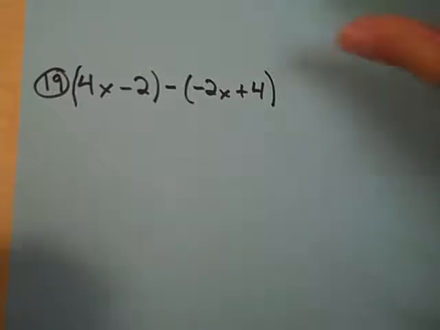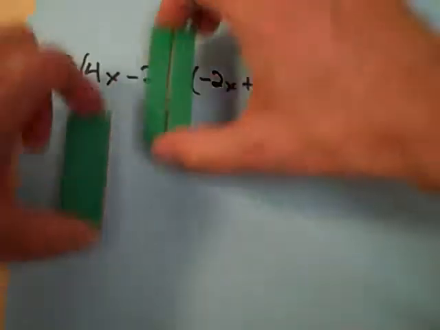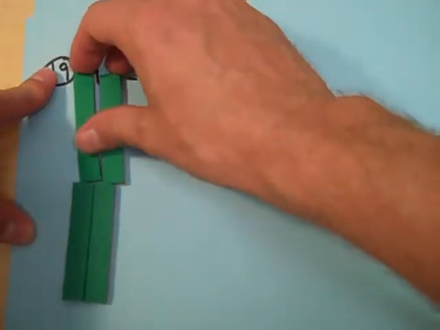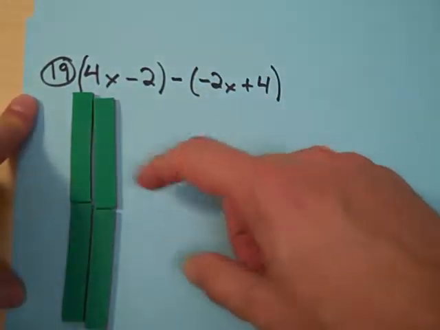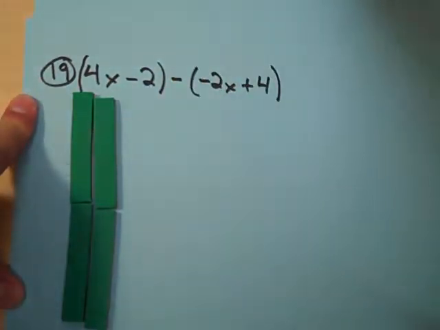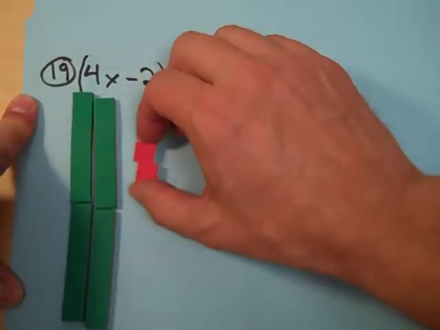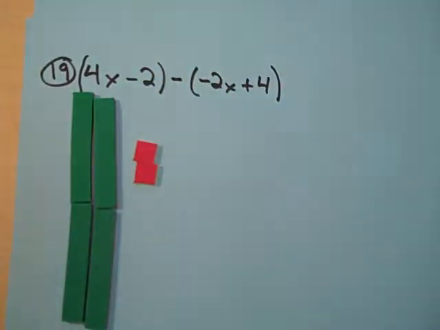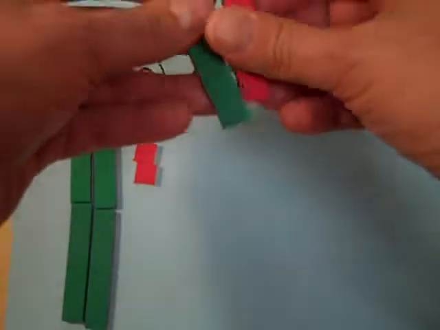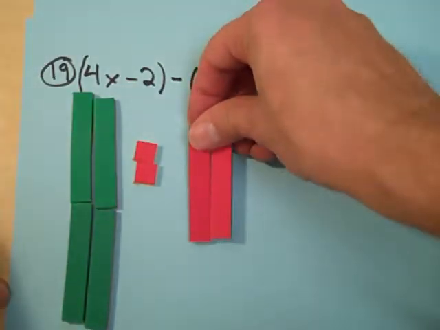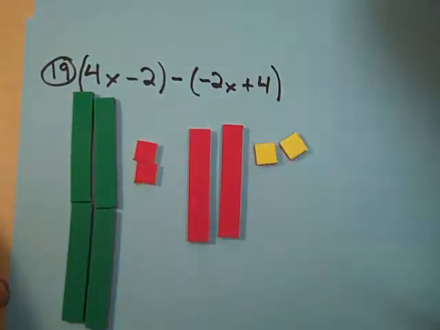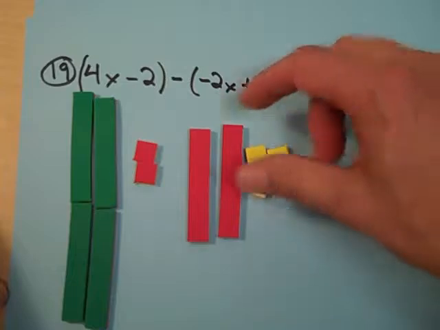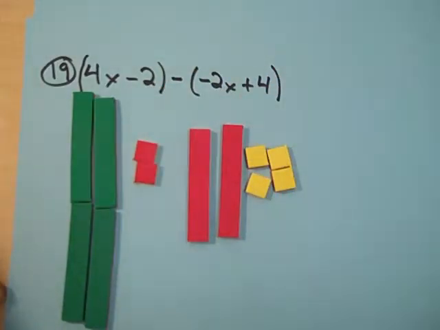So our first step with subtraction is we're going to model, and then we're going to flip, and then we're going to simplify. So I'm modeling this 4x minus 2. So I'm going to have those little squares for my negative 2. And then I have a negative 2x plus 4. So there's my negative 2x. There's my plus 4. Okay, 4x minus 2, negative 2x plus 4.